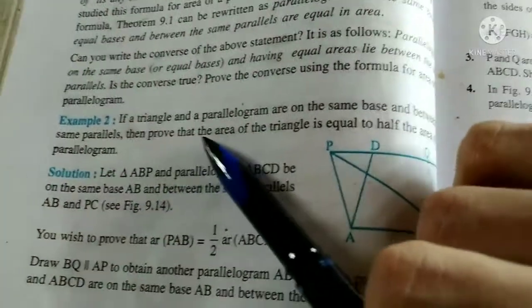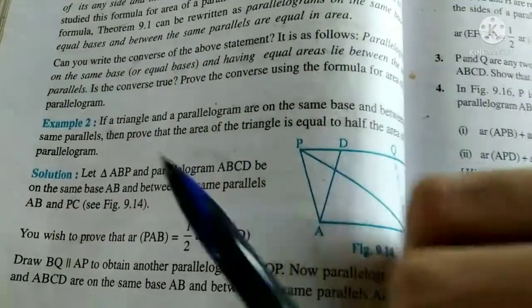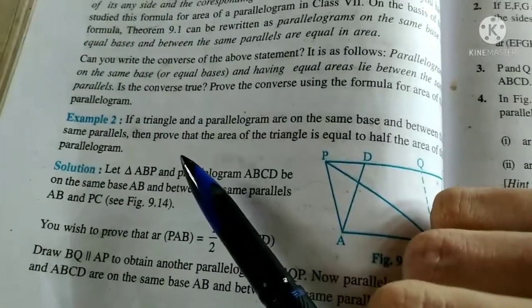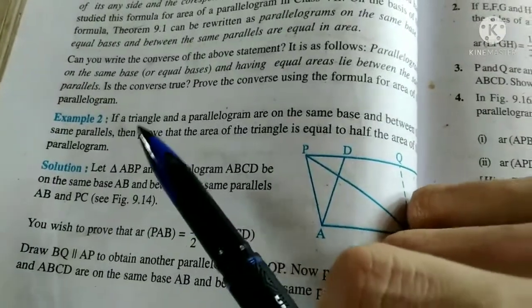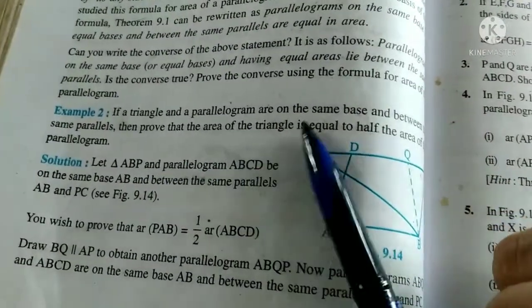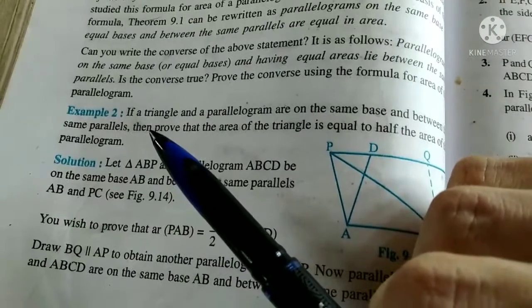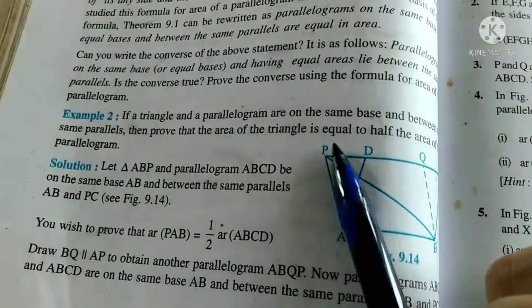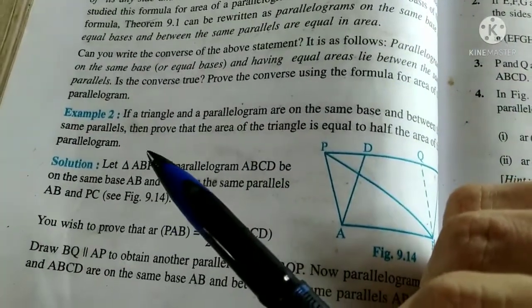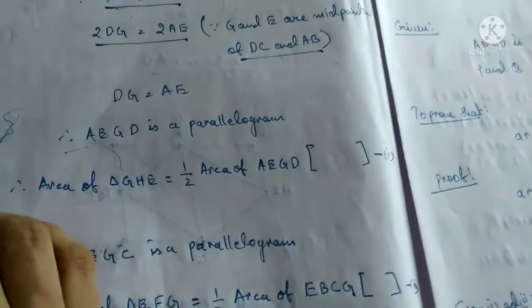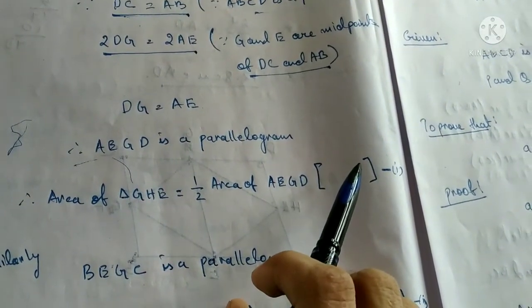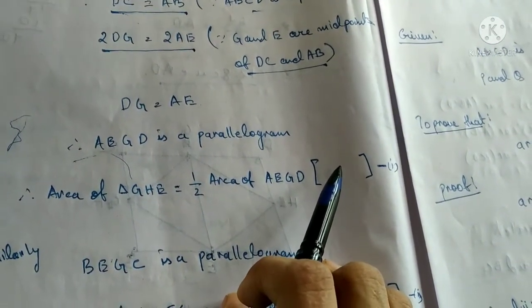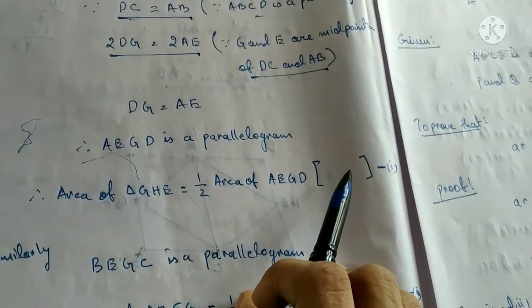If a triangle and a parallelogram are on the same base and between the same parallels, then prove that, this is no need to write, you will write in this way. If a triangle and a parallelogram are on the same base and between the same parallels, then the area of the triangle is equal to half the area of the parallelogram. This much you will have to write down in this bracket.